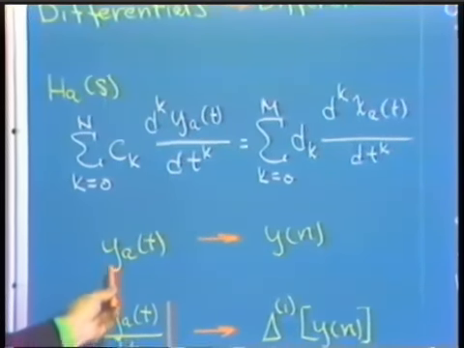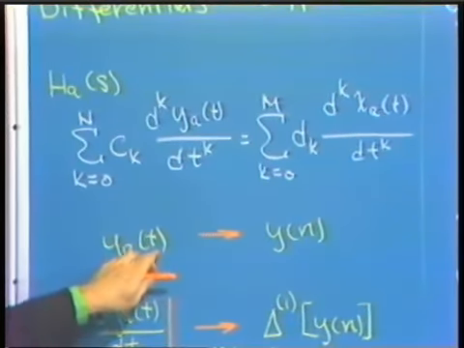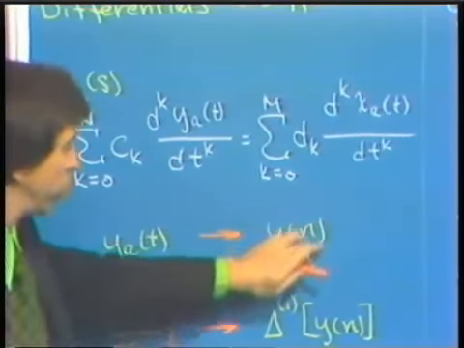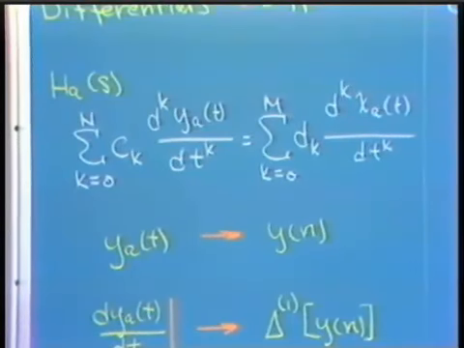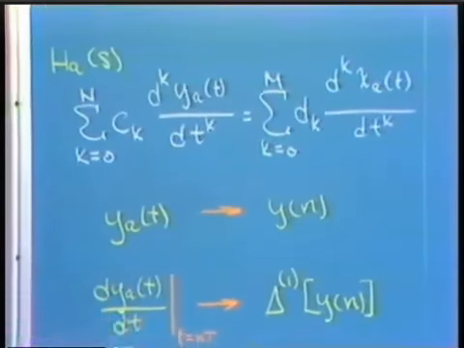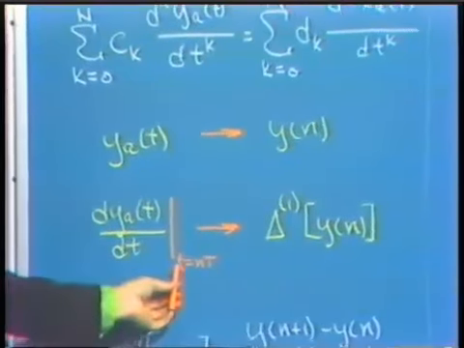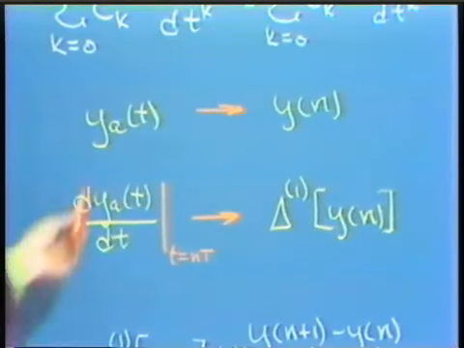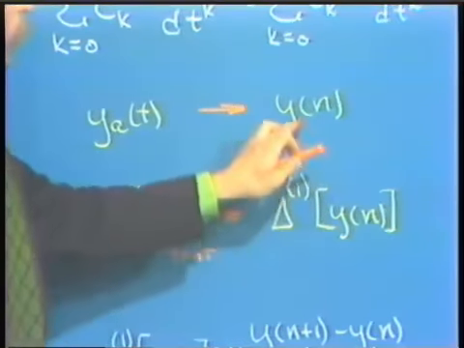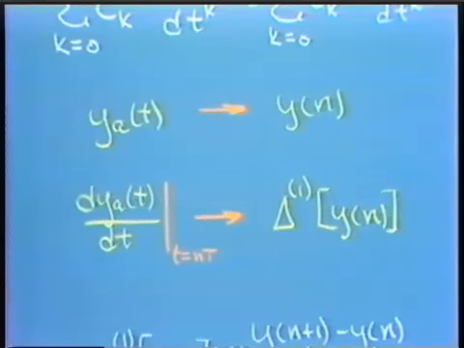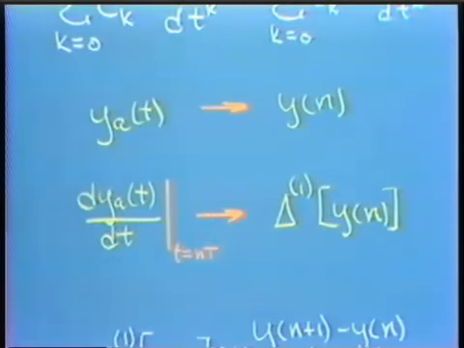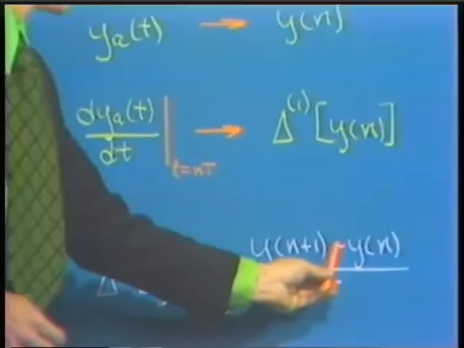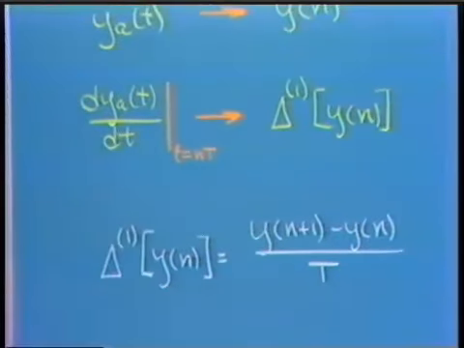Now, we want to convert this in some way to a difference equation, and so we can consider replacing y sub a of t by y of n. Y of n, of course, is the output of the digital filter, in such a way that the first derivative, sampled at t equal to n times capital T, gets replaced by the first difference of the output of the digital filter, where I'm defining the first difference as the first forward difference, that is y of n plus 1 minus y of n divided by capital T.